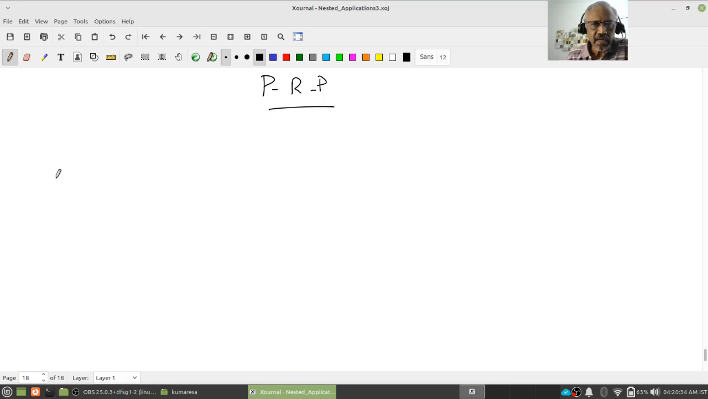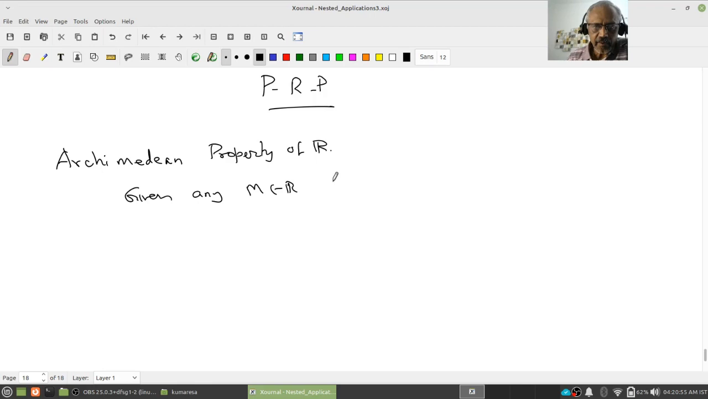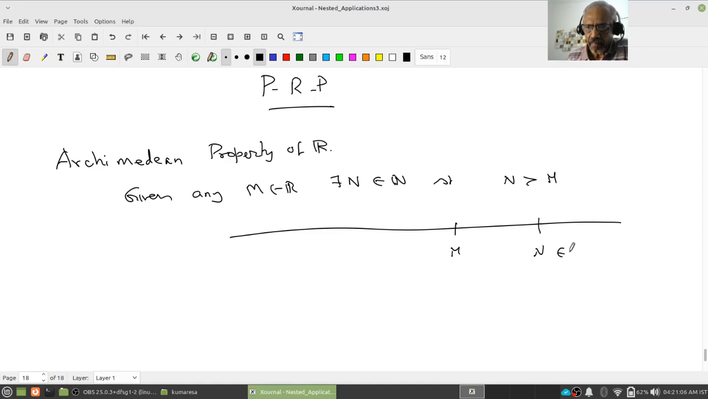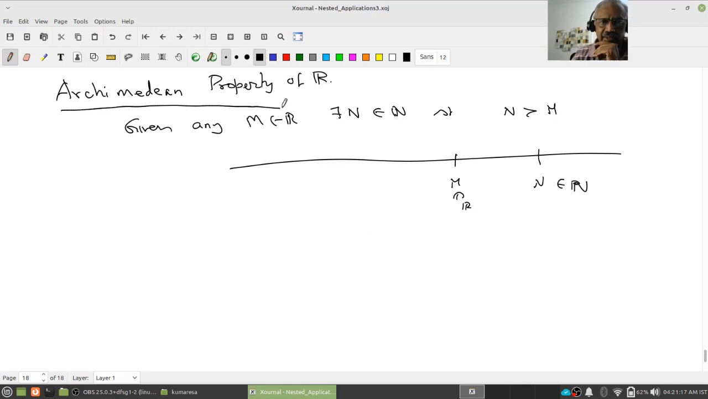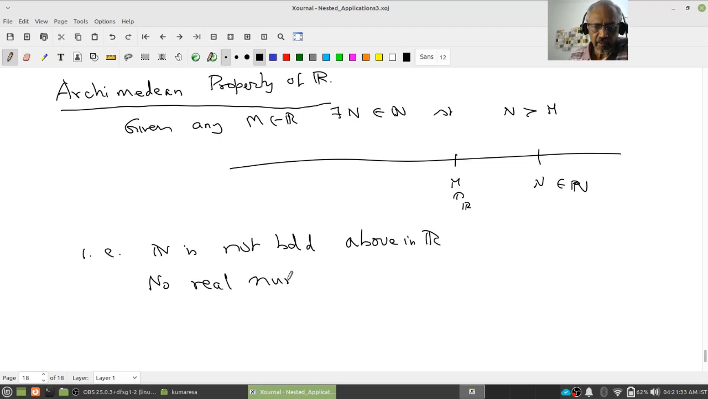Okay, so the first thing is, I want to recall the so-called Archimedean property. What it says is, given any m in R, there is a natural number n so that n is greater than m. So think of the number line, you give me any m, then I can find a natural number n which is strictly greater than m. Okay? In other words, the set of natural numbers N is not bounded above in R. In other words, no real number is an upper bound of N.